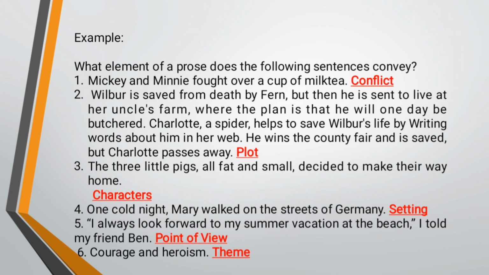Number 3. The three little pigs, all fat and small, decided to make their way home. So the answer is characters, because the three little pigs are animals and they are considered as the characters in this sentence. Number four, the answer is setting because of where Mary walks. Mary walked in the streets of Germany. Number five, the answer is point of view because the story is being told in a first person point of view. Number six, courage and heroism is the theme.